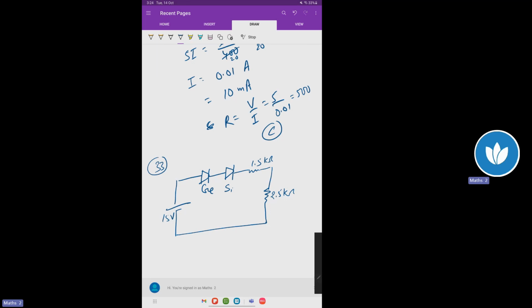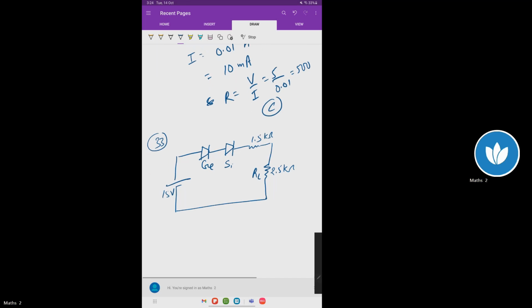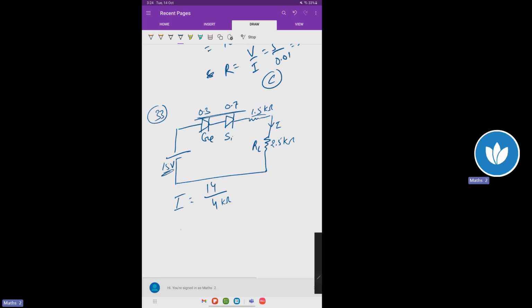In the given circuit, the voltage across load resistance RL. This is RL. So voltage is IR. So first we want I. This is germanium, barrier potential is 0.3 volt. This is 0.7 volt. So there will be a drop of 1 volt across both the diodes. Remaining voltage is 14 volt and total resistance is 4 kilo ohm. So load voltage is IR, 14 by 4 into 2.5.